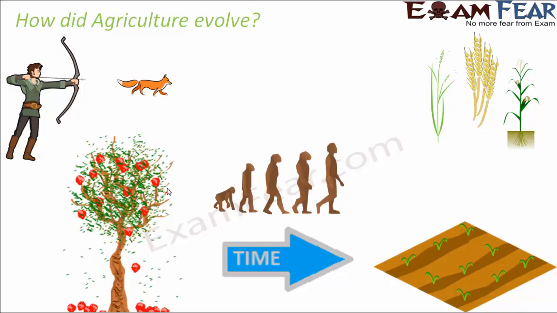So this is how the concept of agriculture started. It was not that from the very initial days the concept was there, but gradually over a period of time people started learning things.